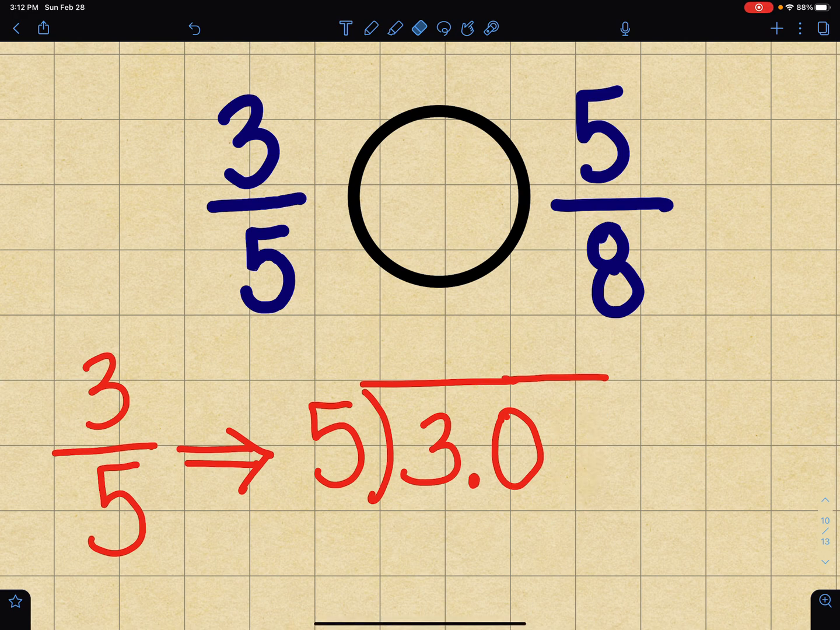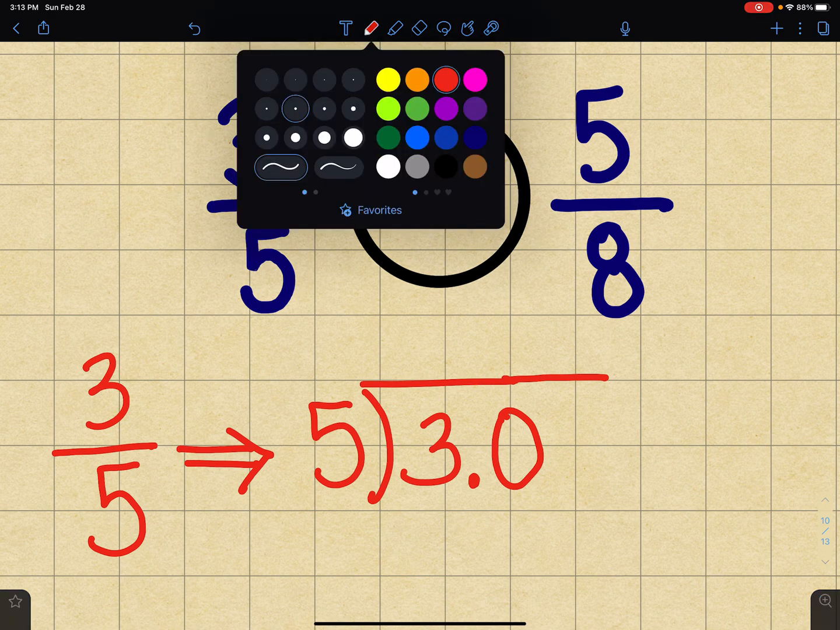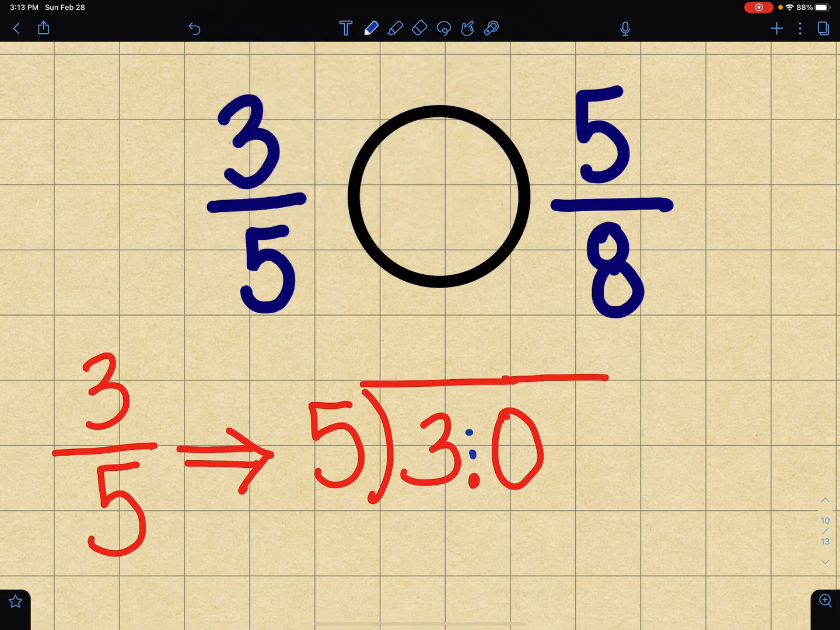But let's just do this division problem. You could put it in a calculator. Yes, you could. But let's do it the old-fashioned way. How many times does 5 go into 3? Well, it goes in 0 times, so we're not going to put anything there. But then we bring the decimal up. Put the decimal there. And then we ask ourselves, how many times does 5 go into 30?